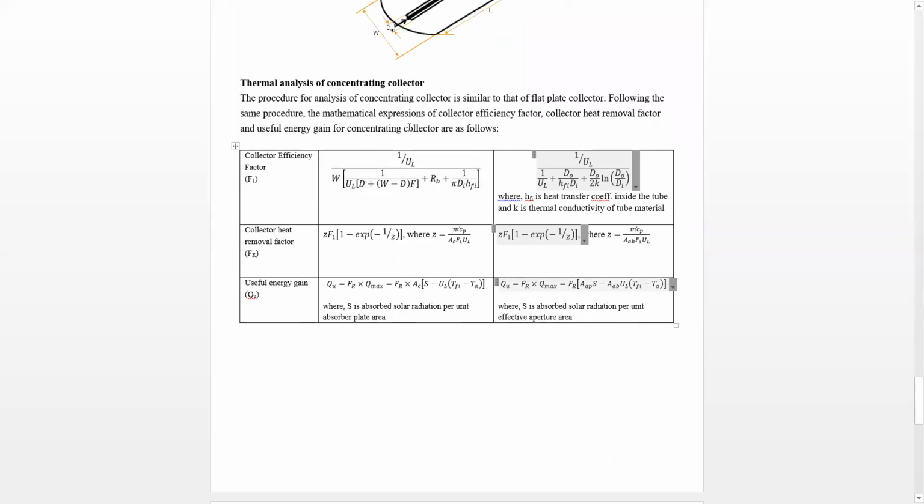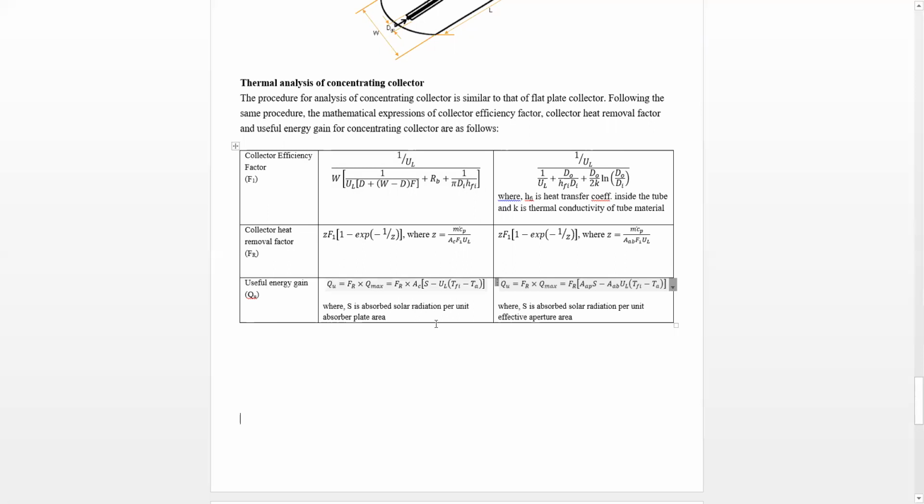Now, thermal analysis of concentrating collector. The procedure for analysis of a concentrating collector is similar to that of a flat plate collector. So here we are not repeating the things because the process is exactly the same. What we are interested in are the final end results that we are going to use in designing or solving problems. So following the same procedure, the mathematical expressions of collector efficiency factor, collector heat removal factor, and useful energy gain for the concentrating collectors are as follows. These are the important key output parameters that we obtain from the heat transfer analysis.